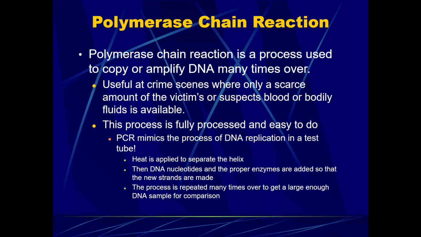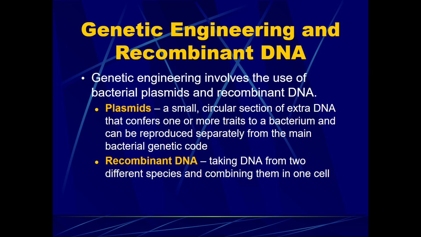So this is a process that is now very easy to do in a lab, and essentially PCR mimics the process of DNA replication, and it's just amplified. You would apply heat, you would separate the double helix, you would then add DNA nucleotides, and we would depend on Chargaff's rules and complementary binding of bases to each other in order to create more DNA. You would do this over and over again until you had enough of a sample to compare.